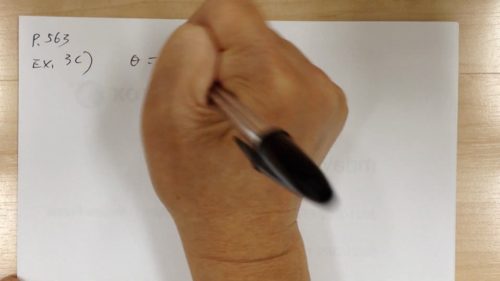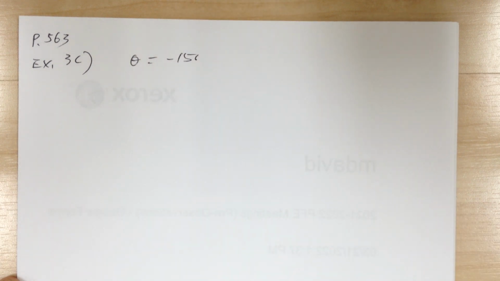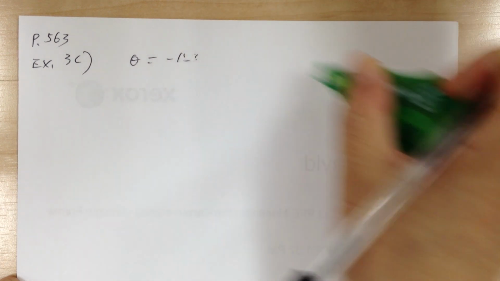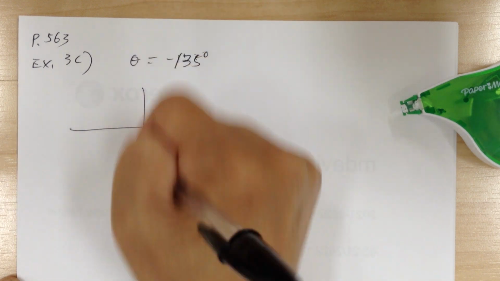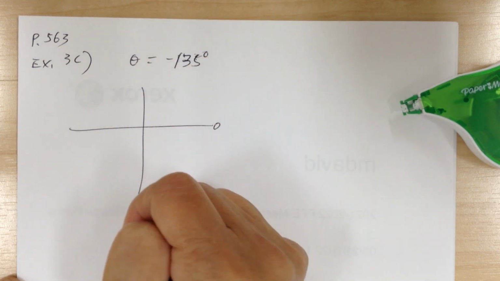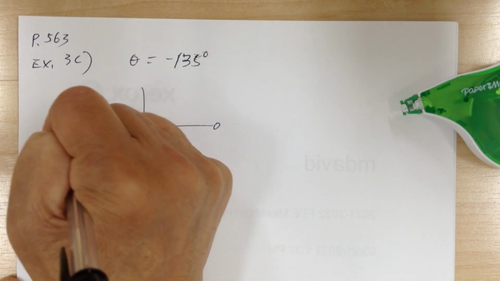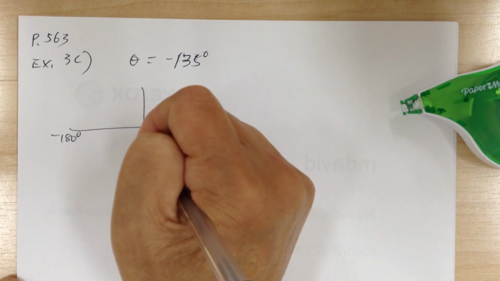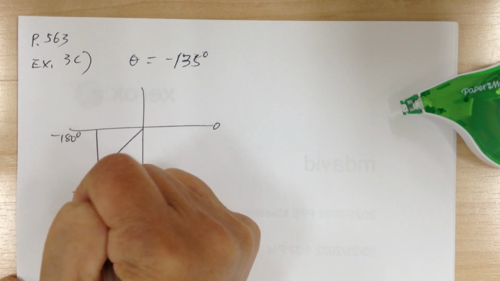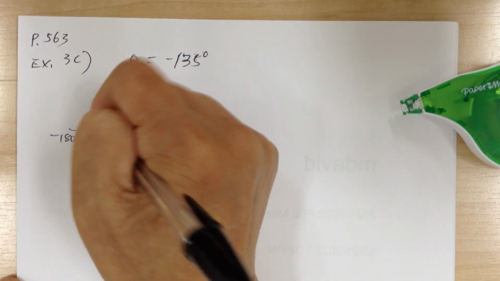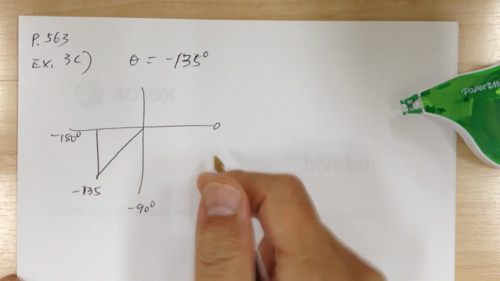Okay, for 3C, you got theta equal to negative 135 degrees. Okay, so here's 0, so you have to go backward. So this is negative 90, negative 180. So negative 135 is about right over here. Okay, again, always go up and down to draw your triangle. Never go sideways, always go up and down.